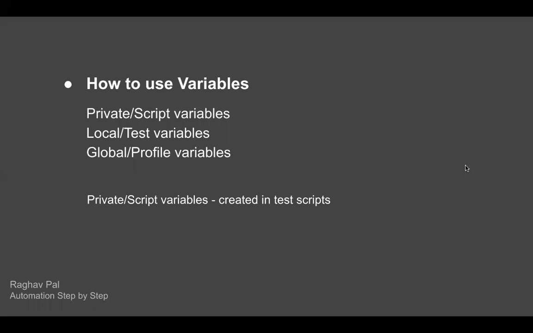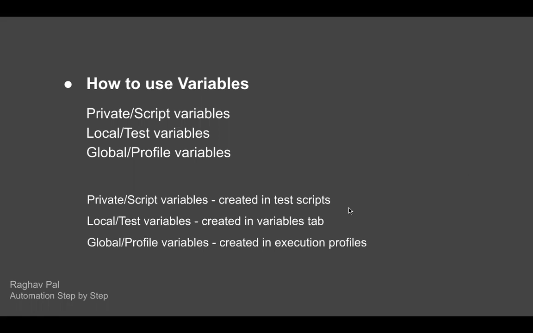So these are the different variables: private or script variables created inside scripts, it can be a test script or any other script; local or test variables created in the variables tab; and global or profile variables created in the execution profiles. And we have also discussed their scope, where they can be referred.